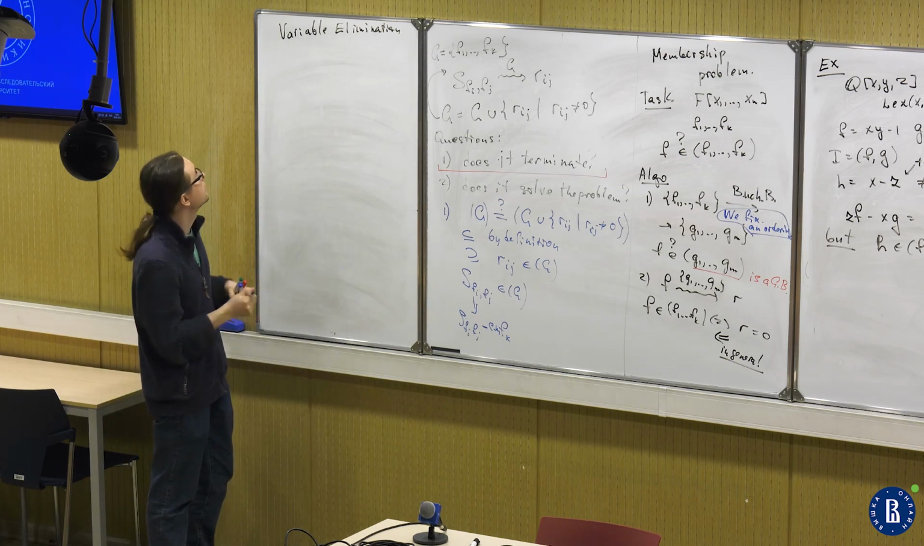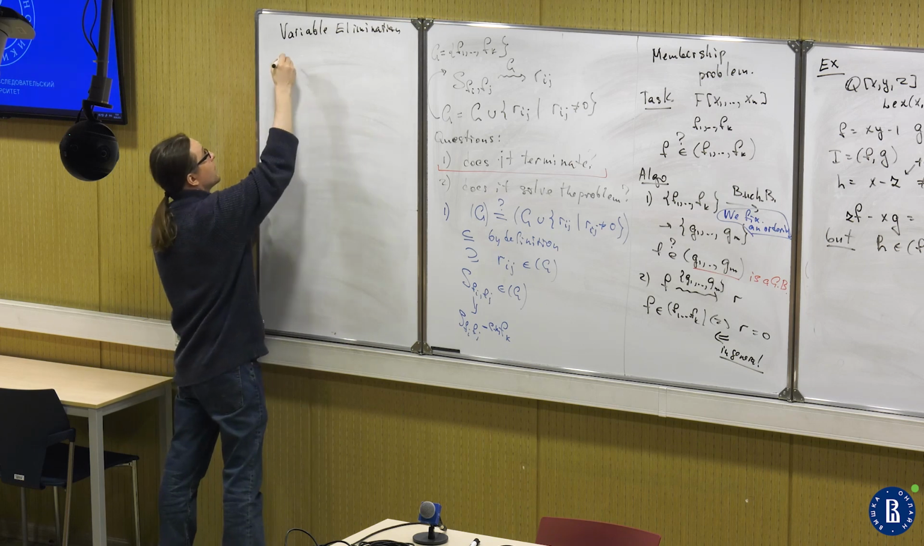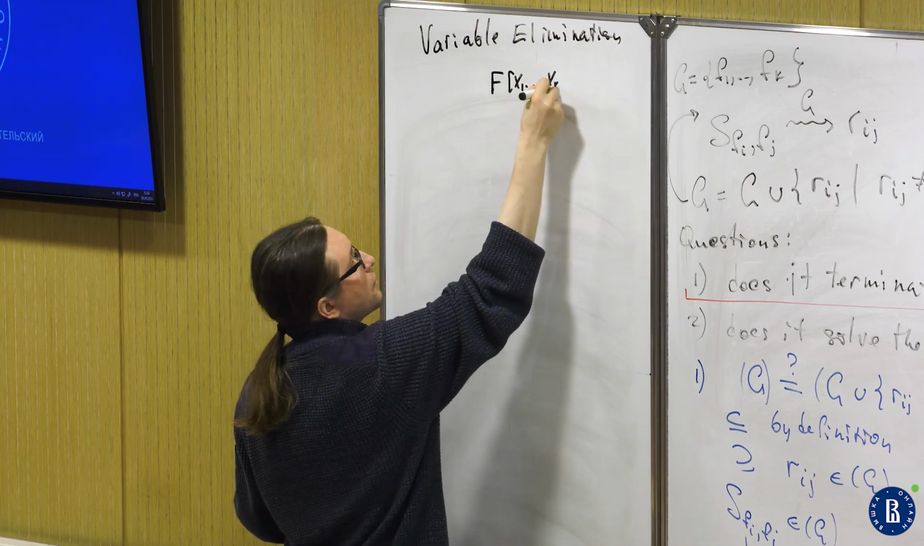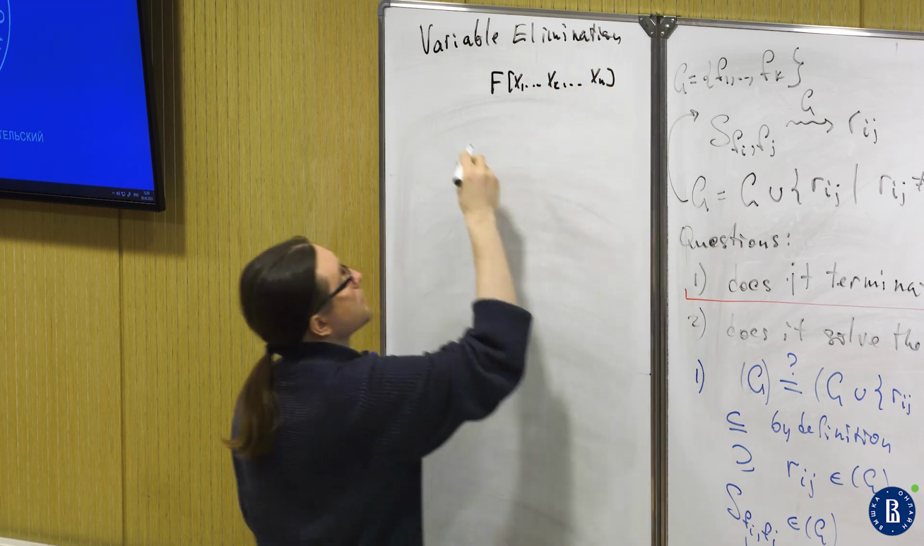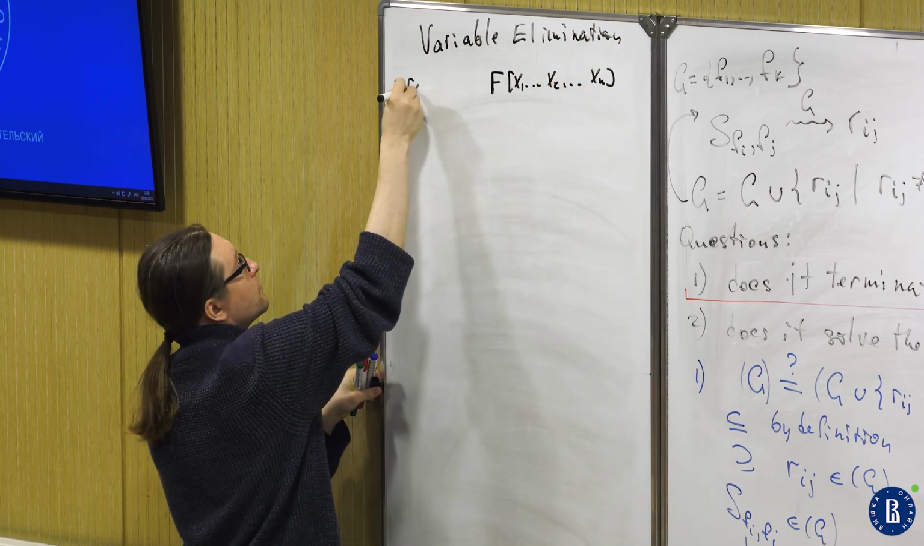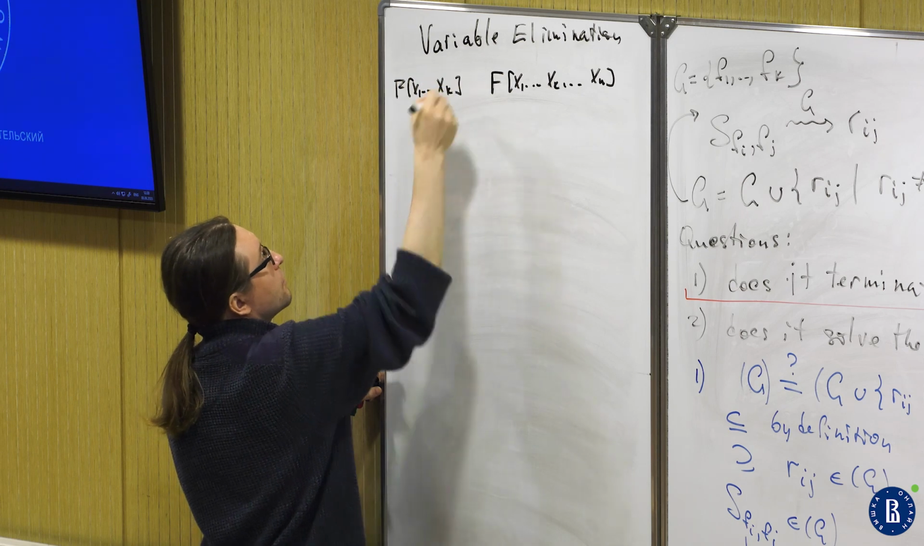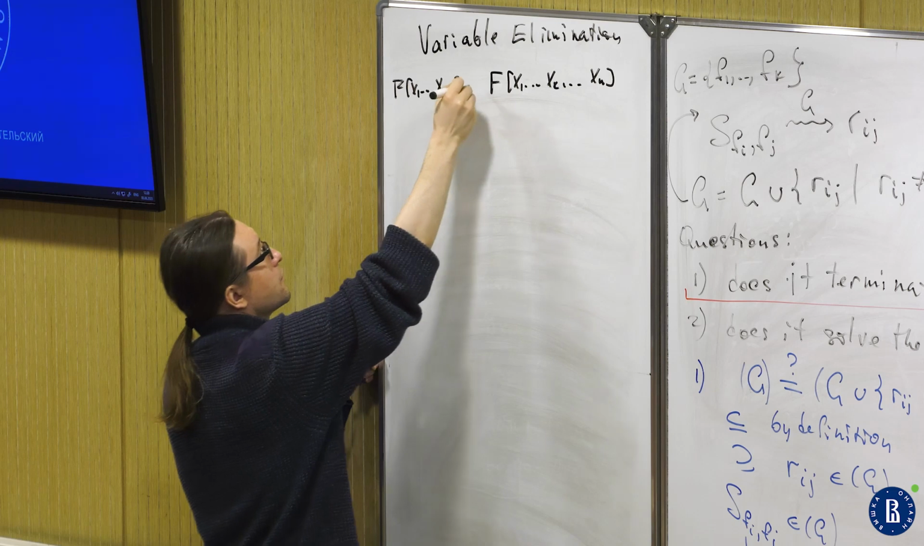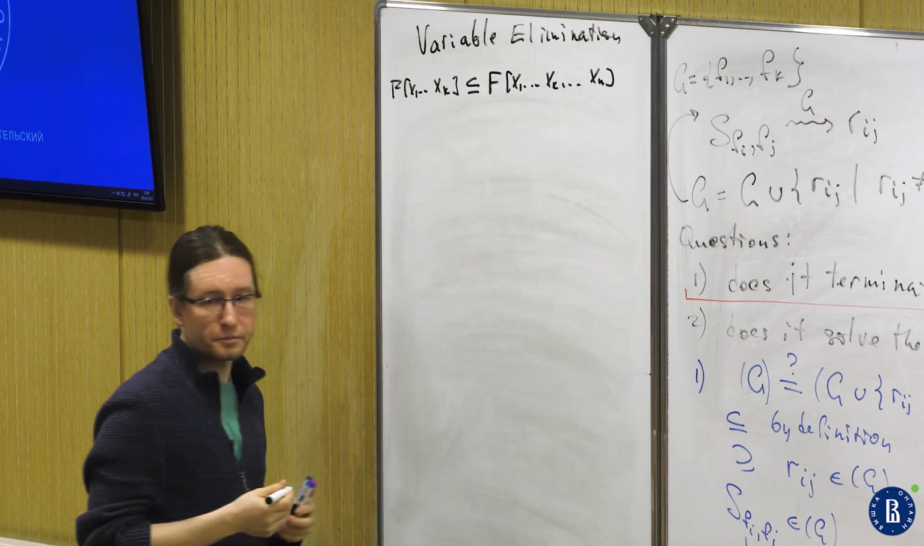OK, now the variable elimination. So what do we have? We have n variables. And we want to consider polynomials depending on variables from 1 to k only. So these polynomials form a subset here.